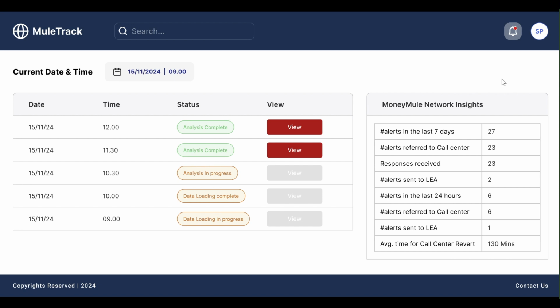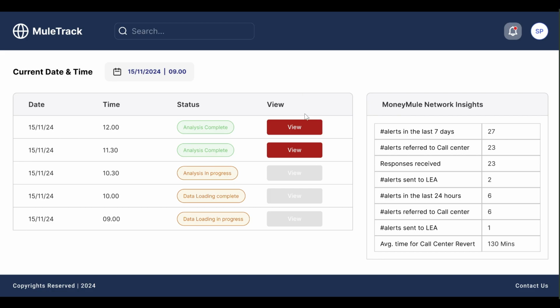Now, to make this happen, the system runs on micro batches. These are some of the micro batches on the left hand side, which you see, which have been executed. For some, the data is getting loaded. Some are in the process of being analyzed, and for some, the analysis is complete. On the right hand side, you see the productivity status of the alerts which have happened in the last 7 days. And also the engagement with respect to call centers and law enforcement agencies is shown from the right hand side.